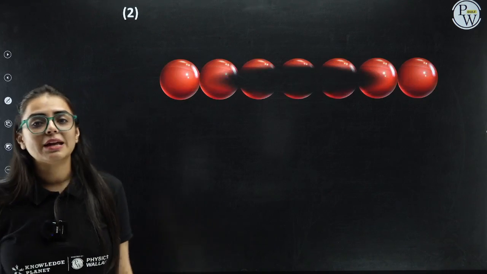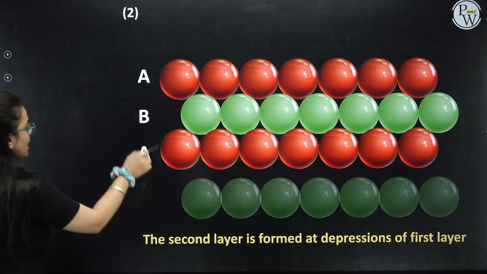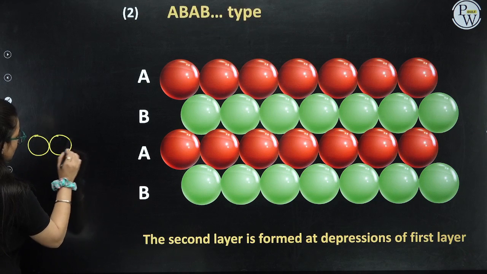Now comes the second type, that is hexagonal close packing. See the arrangement. Here it is AB type. See, in square close packing it was like this.